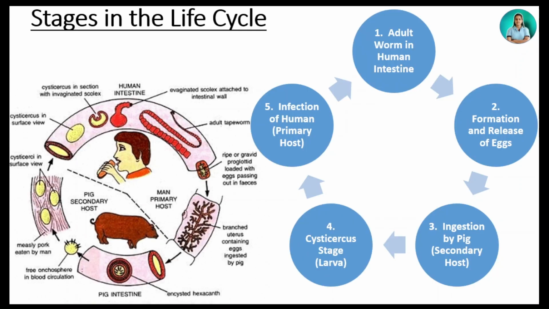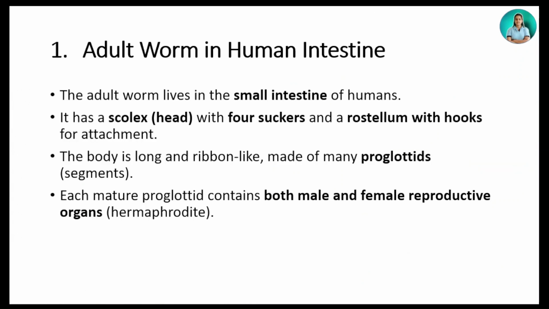Let's start with the stages in the life cycle. There are mainly 5 stages present in its life cycle. Here is the diagram. You will be able to understand this diagram when you complete this whole video. Here is the first stage of this life cycle: adult form in the human intestine.